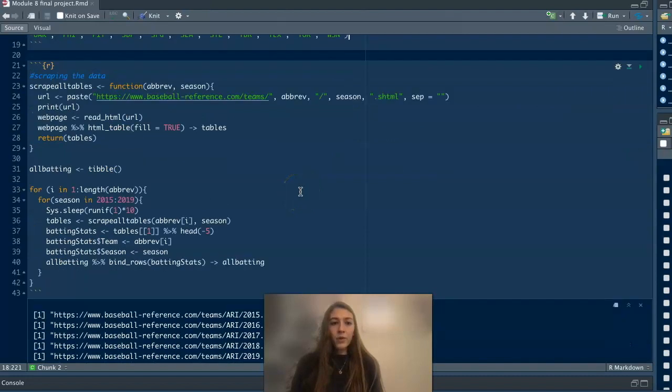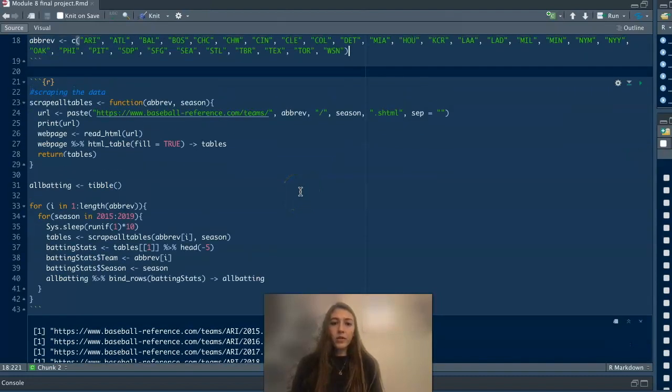And then I created a for loop to call all of those pages for each team from the years 2015 to 2019, to give us a 5-year span of data to use prior to the shortened COVID season. So that was the period of time that we used, 2015 to 19, and we pulled the batting table from Baseball Reference for all of these teams.